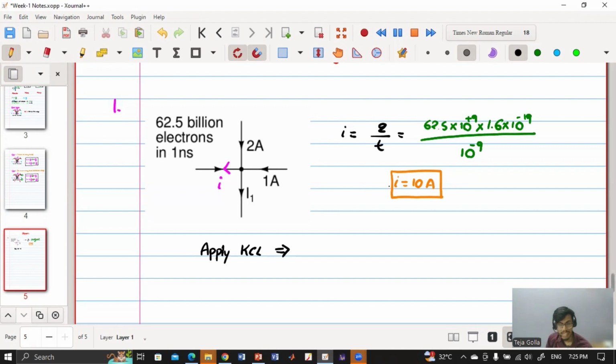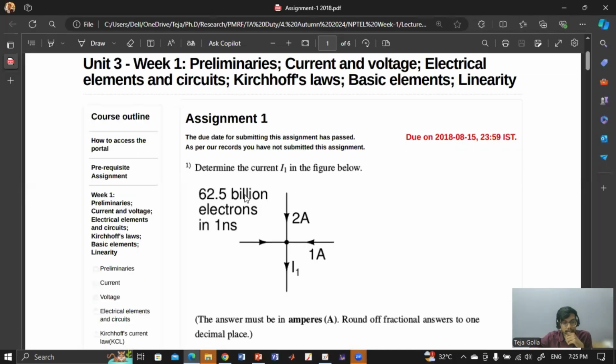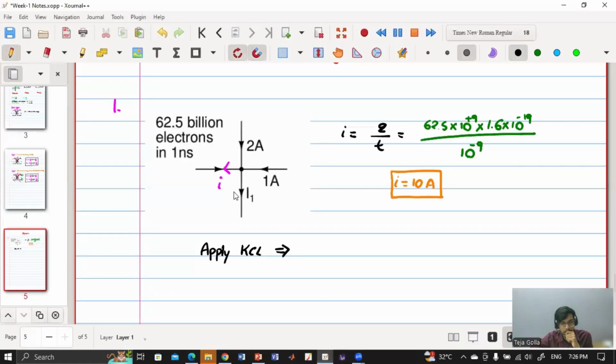So applying KCL. KCL is what? Sum of the currents entering. Okay, so basically they have given that 62.5 billion electrons are flowing in this direction. What is the value of the current in amperes? They have given the direction of current I1 as well. We know that current direction is opposite to the direction of the electrons, right? They have given the electron direction from left to right, which means the current direction is from right to left. So that we have realized.